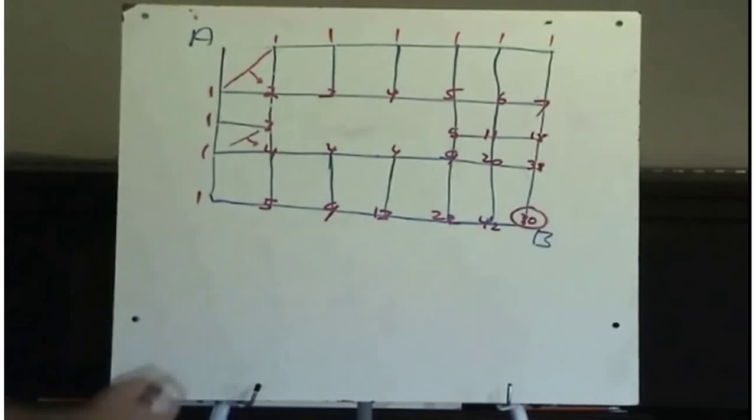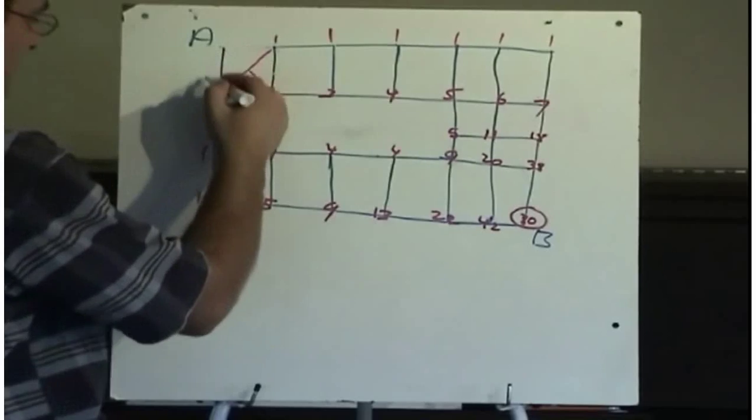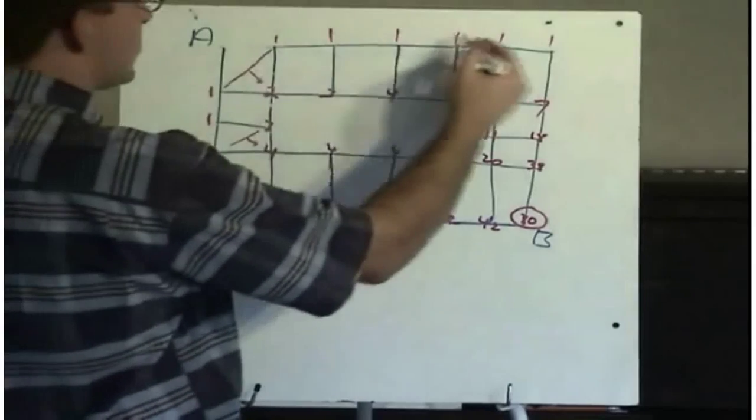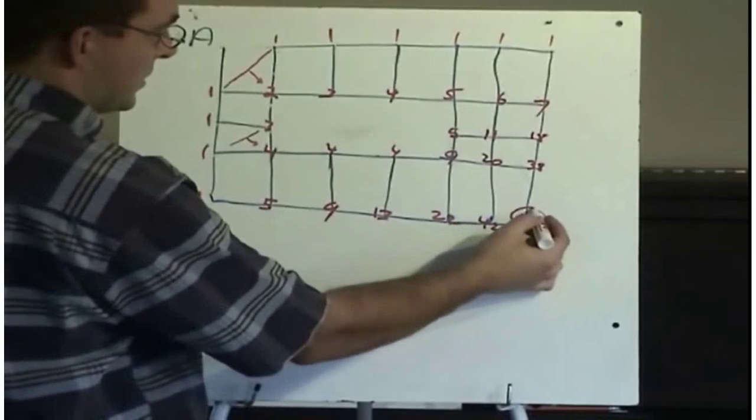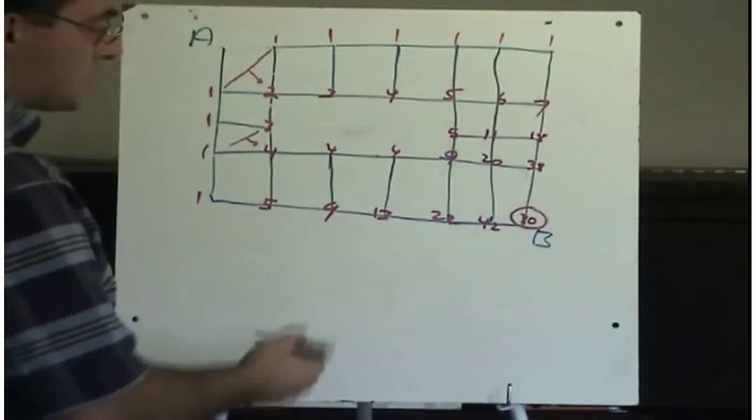Okay, so you start up here at A, put a bunch of 1s down the left side, a bunch of 1s across the top, and start working your diagonals until you get the grand total at B, which in this case is 80.